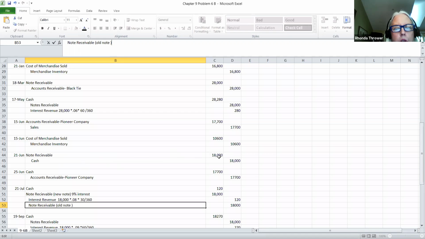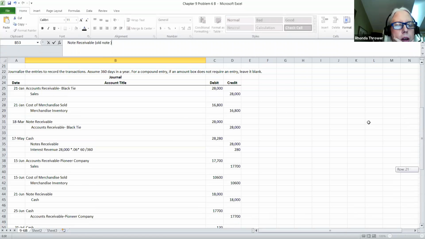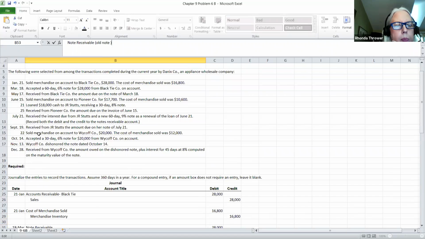on June 21st. We're crediting that note on July 21st because we're getting rid of the old note. The old note's going away. The new note is going on the books. So J.R. Stutz still owes $18,000, but he's going to owe an additional amount of interest when he does pay the amount of the note. If he does pay the amount of the note, we may have to write it off. So let's look at the next transaction and see what happened here.